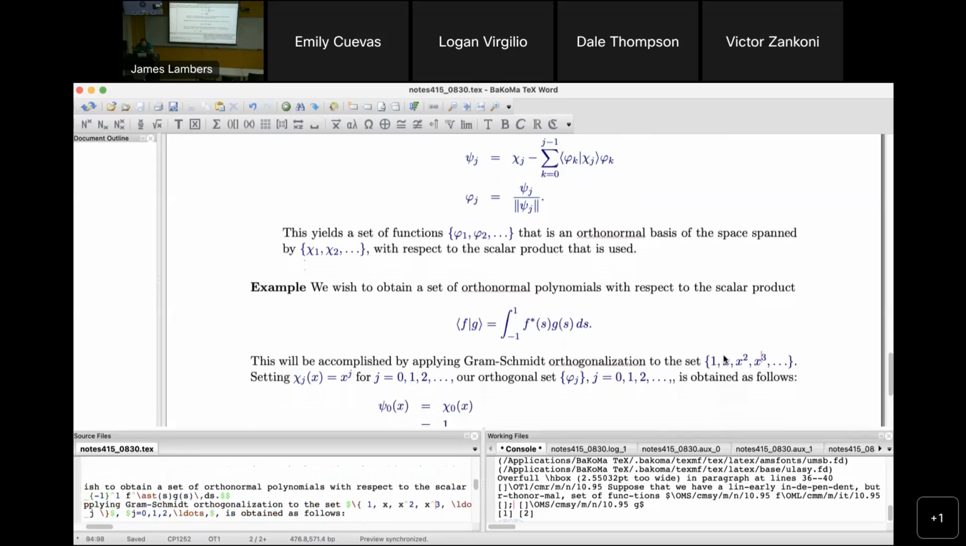At least since we're dealing with polynomials, the integrals are relatively easy to evaluate. So my functions chi j will be equal to x to the j. Now, in my derivation, I numbered the chi functions chi 1, chi 2, chi 3. For convenience, I'm going to number from 0 in this case because we have x to the 0, x to the first, and so on. So we're going to take chi 0, chi 1, chi 2, and orthogonalize them by Gram-Schmidt to get phi 0, phi 1, phi 2, and so on.